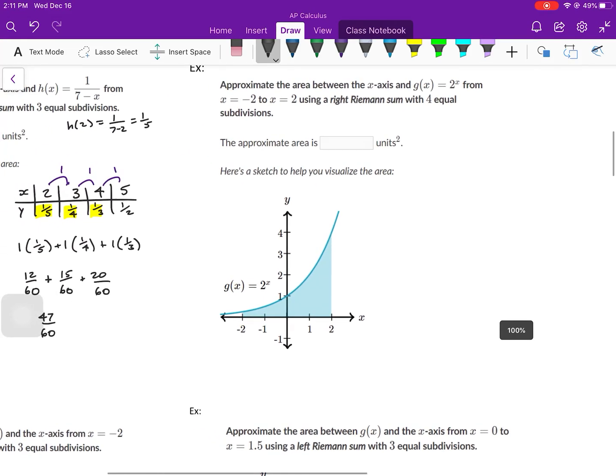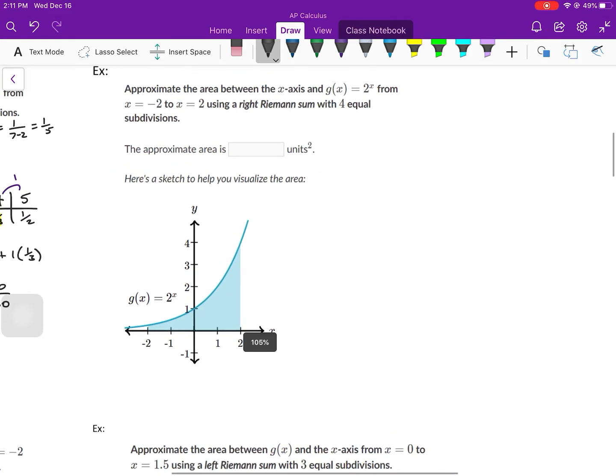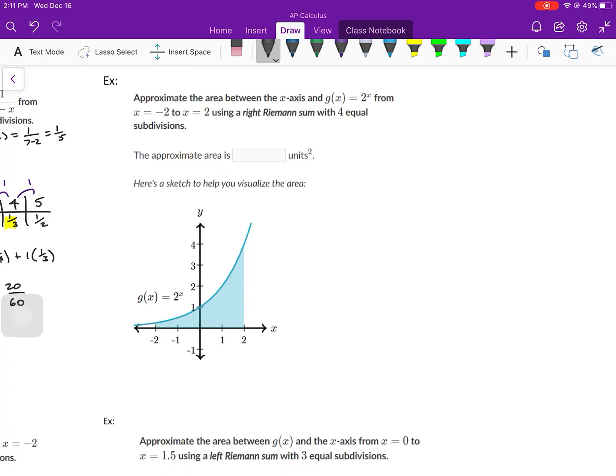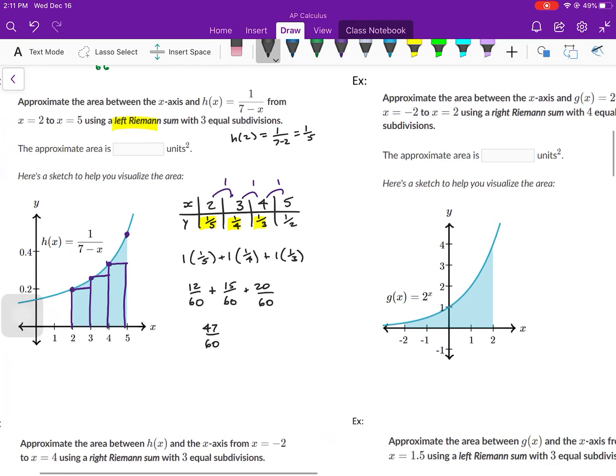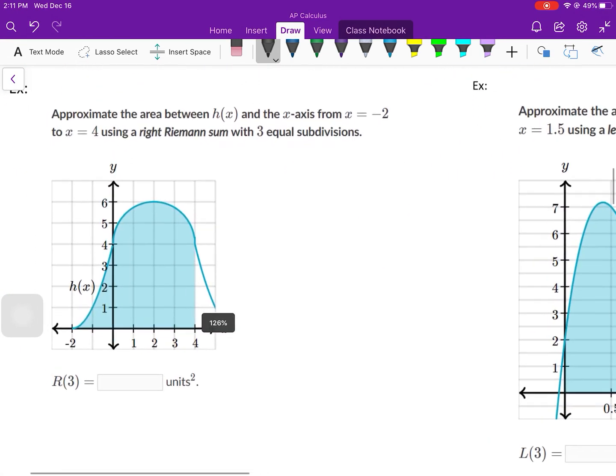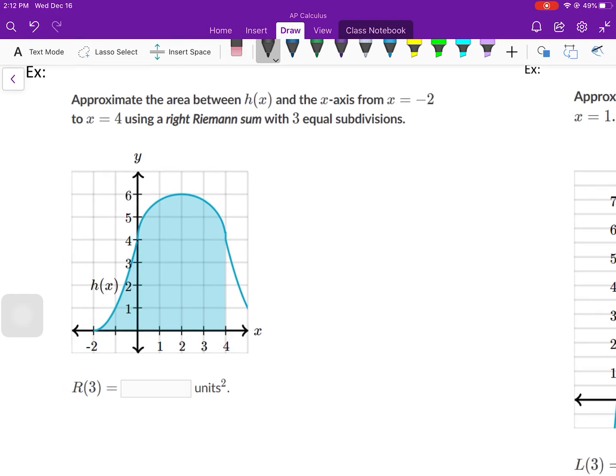Same idea for this one. Just going to create that table. You're going to use 4 subdivisions. Once you have the table, it shouldn't be too bad. Let's go ahead and look at one of these. So this time they're not giving us the algebra. We're going to create a table using the graph. So pay attention to how many subdivisions we have.